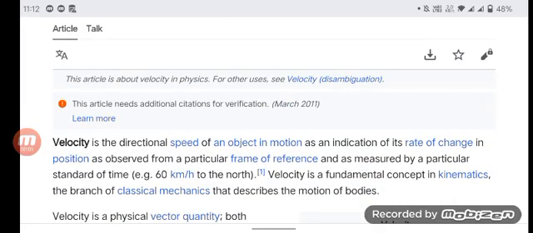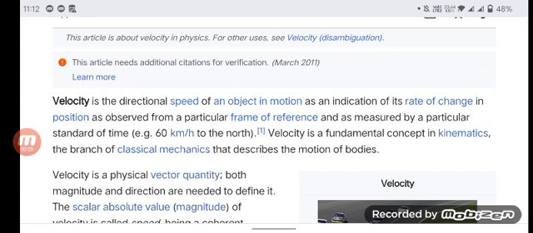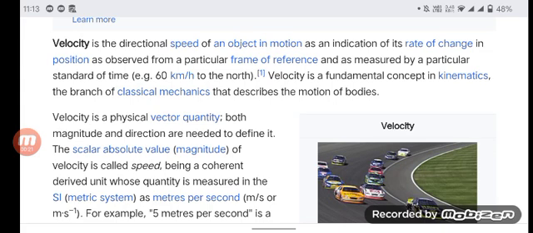Velocity. Velocity is the directional speed of an object in motion as an indication of its rate of change in position as observed from a particular frame of reference and as measured by a particular standard of time.